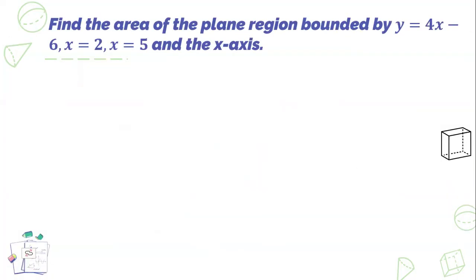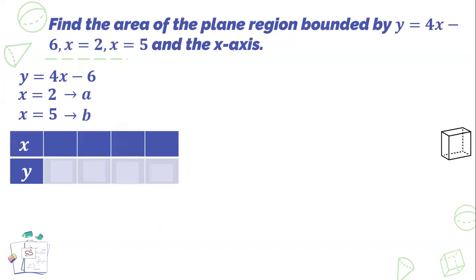So we find the area of the plane region bounded by y is equal to 4x minus 6. And this time the boundaries are x equals 2 and x equals 5. Obviously, our a is 2. Can you follow? And our b is 5. So we plot first the given function. So that's a linear function, obviously, again, because the highest exponent is 1. So we assign values for x. Any value you could use like 2, 3, 4, 5.